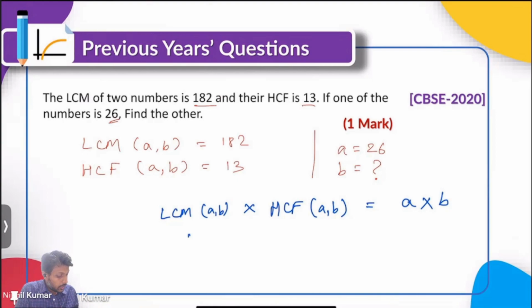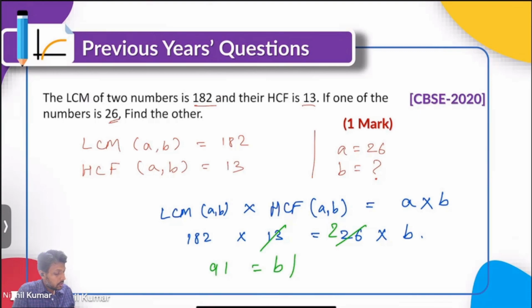So 182 multiplied by 13 is equal to 26 multiplied by B. Easy to find out. 13 into 2 and then 182 divided by 2, that's 91. That's the value of B. Okay, so B is equal to 91. 1 mark, very easy.